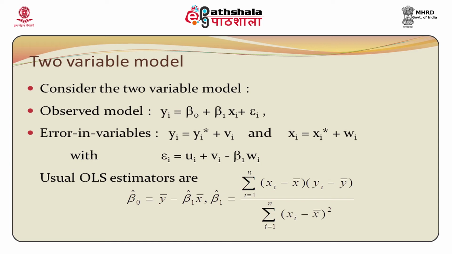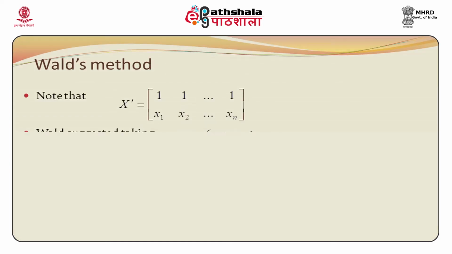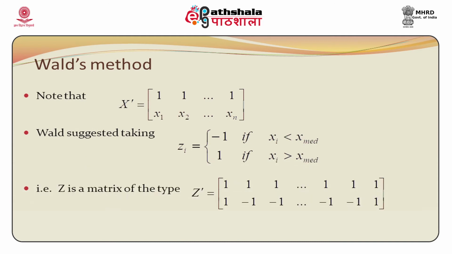So, we have the z value now. Hence, beta hat iv would be z prime x inverse z prime y. What is z prime x? If you multiply the transpose of z with x, the first column of x is 1s. So, if you multiply this, you have 1 into 1 etc. n times. So, you get n. First column of z is 1.